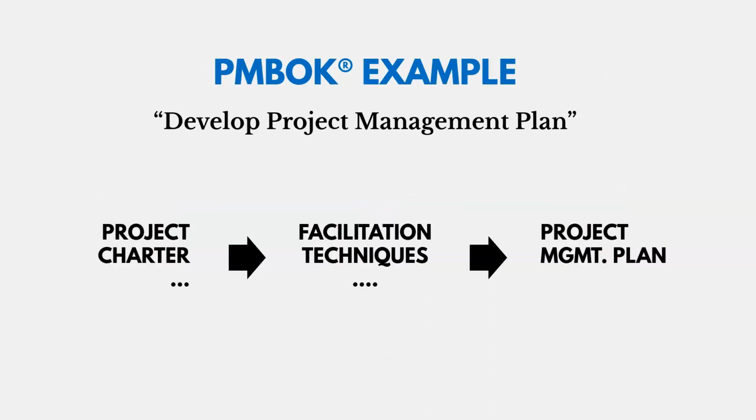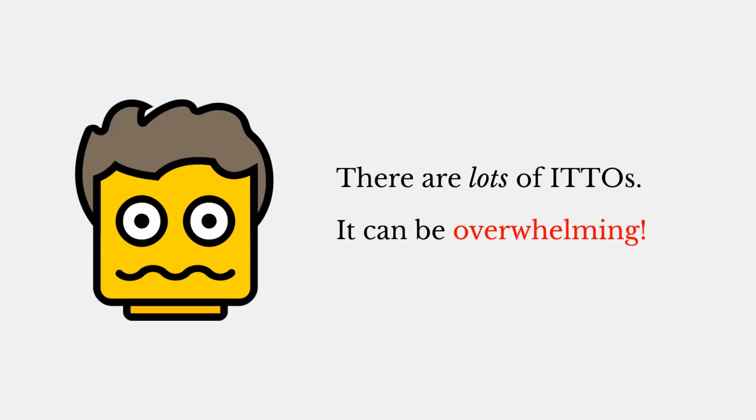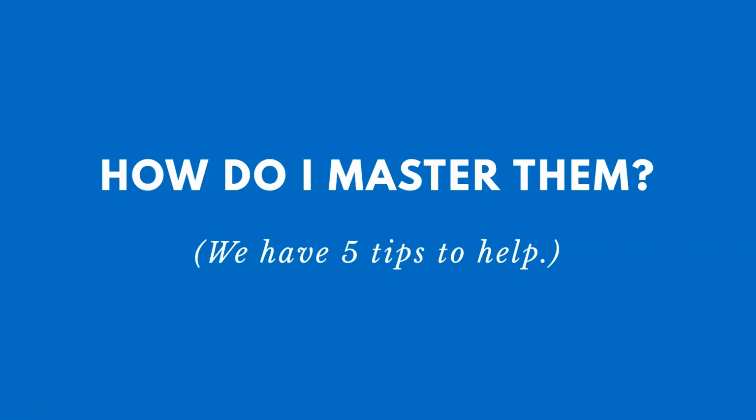So an example from the PMBOK looks like this. There's the develop project management plan process, and one of the inputs is the project charter. One of the tools or techniques is facilitation, and the output is the project management plan. And so there's actually a lot of ITTOs, and it can be overwhelming. But we've got several tips here to help you master them.